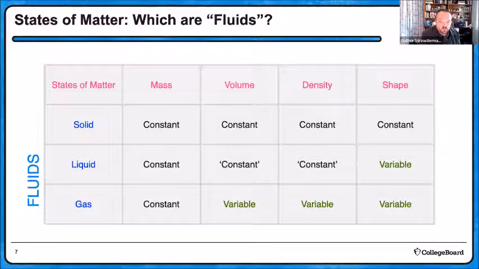Shape obviously is one that we're going to focus on too, that we can have a variable shape for a liquid and a variable shape for a gas. But I think this is a nice thing to do to kind of remind ourselves about the three basic states of matter, and the two states of matter that we term as a fluid in physics are liquids and gases. And we're going to talk about both of those. We're going to focus on liquids. That'll be kind of the main focus, but we can also talk about gases as well, as far as being a fluid and some of the things that it can do.